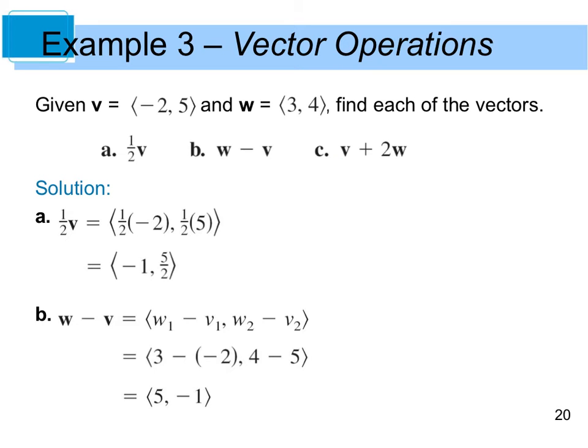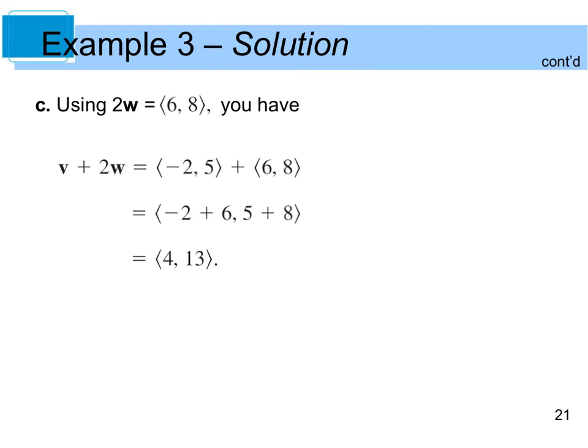Part C is going to be on the next slide here. So I've got V plus 2W. So I'm going to take my W and double it. So I got 6, 8. And then when I add V on it, -2 plus 6 gives me 4. 5 plus 8 gives me 13. So we should be looking at a 4, 13.